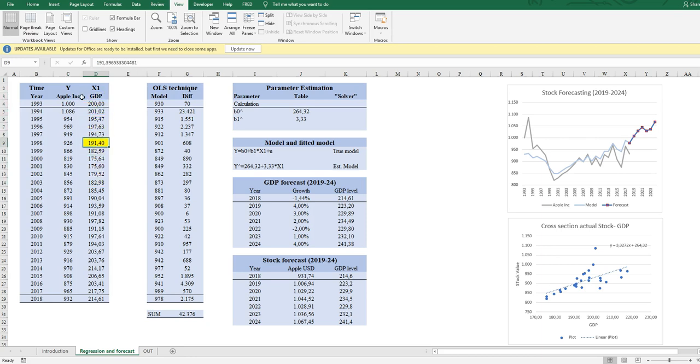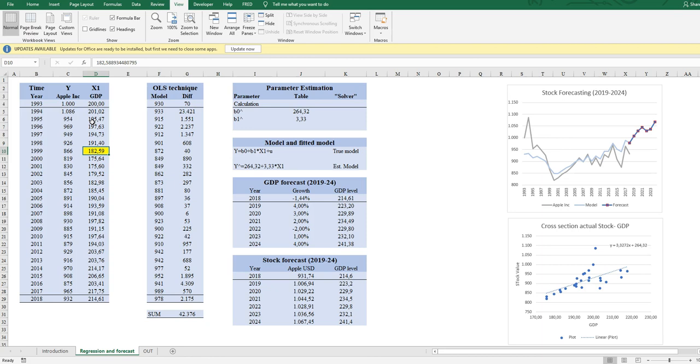And again, you should be aware that the GDP here is just numbers. The real GDP is around 18,000 billions of dollars, so clearly these are just arbitrary numbers, but it doesn't have an impact on the modeling.